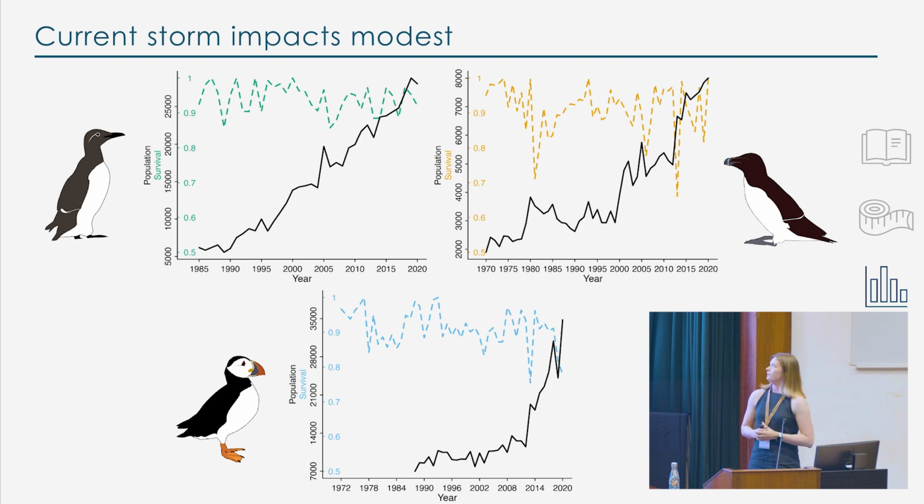And while guillemots and razorbills seem to be more at risk from storms than puffins, at the moment, current storminess levels are having quite modest impacts on populations, on Coimbra anyway, because the population size of all three species has increased over time on Coimbra. So the population size is shown by the solid black line, which is going up in all three species. Survival rates over time, although they fluctuate, population size is still going up. And the survival rates are shown by the dotted coloured lines.